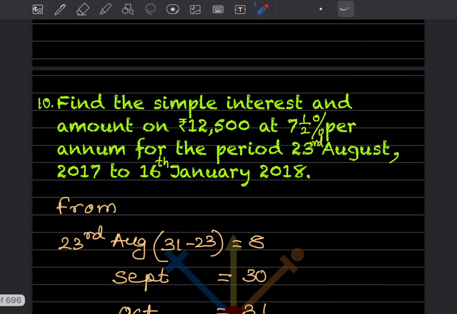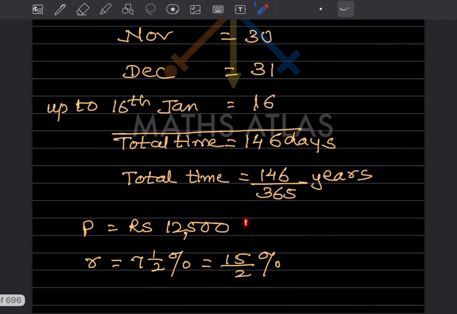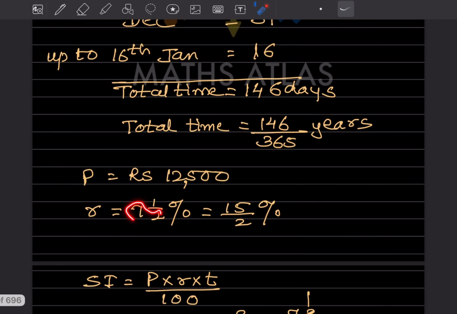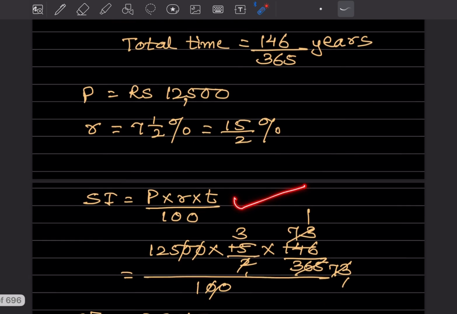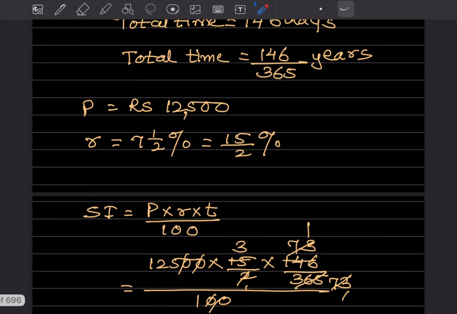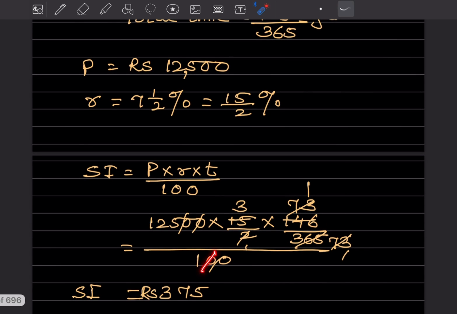Now we know the principal is given as 12,500 and the rate is given as 7.5%, which is going to be 14 plus 1, that is going to be 15 by 2 percentage. So now use the same formula. You will write here 12,500 into 15 by 2, and the time, we know, is given as 146 by 365, divided by 100. So this and this get cancelled out. So now you can see here 5 3s are and 5 73s are. So now 73 and 73 get cancelled out.